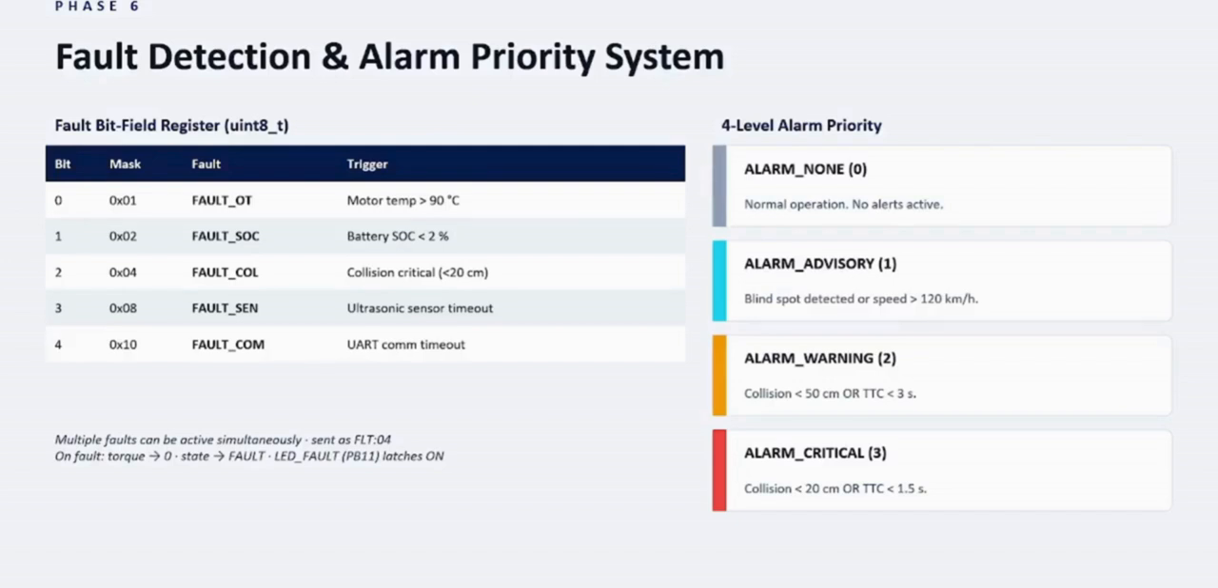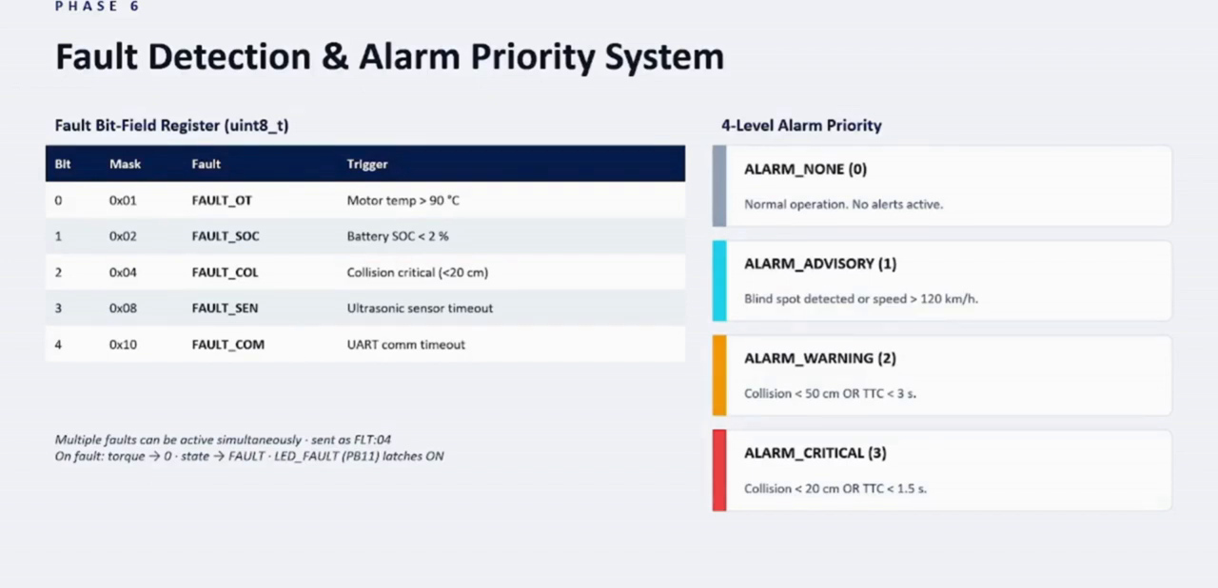And next thing, fault detection and alarm priority system. This slide explains how the project detects faults and manages alarm priorities. Apart from monitoring obstacles, the system also checks whether the vehicle itself is operating safely. The project stores faults inside a single 8-bit variable called the fault register. Each bit represents one fault.